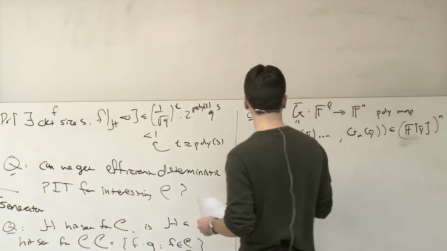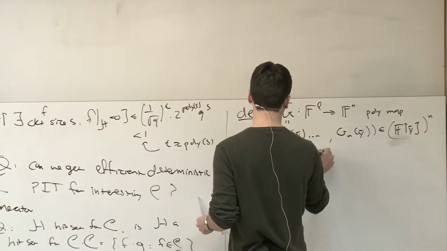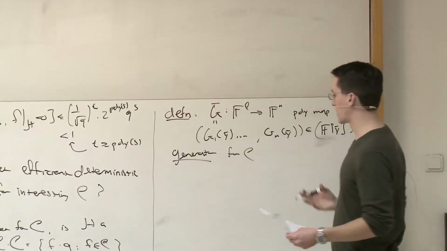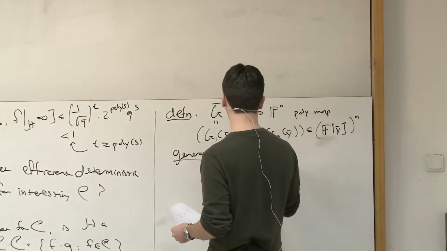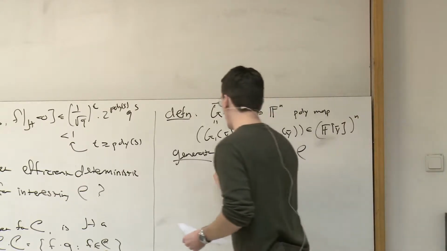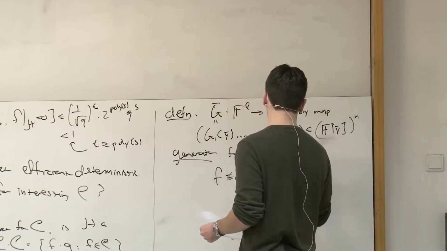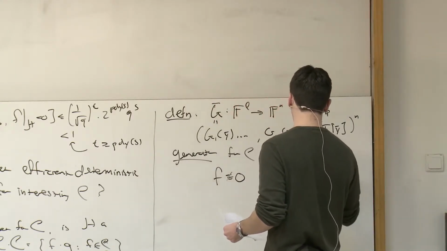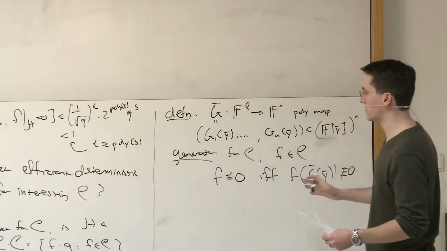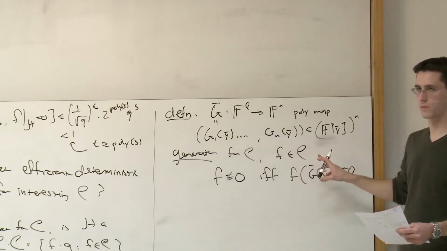And I'm going to say this is a generator for C if, well, it's the same thing as a hitting set. It's preserving non-zeroness by converting syntactic questions into functional questions in some way, in the following sense. For every f in C, f is a non-zero polynomial if and only if f, when you evaluate it on the output of the generator, is also non-zero. So this is slightly different. This is not a functional question. You're just composing it with another set of polynomials. Okay.